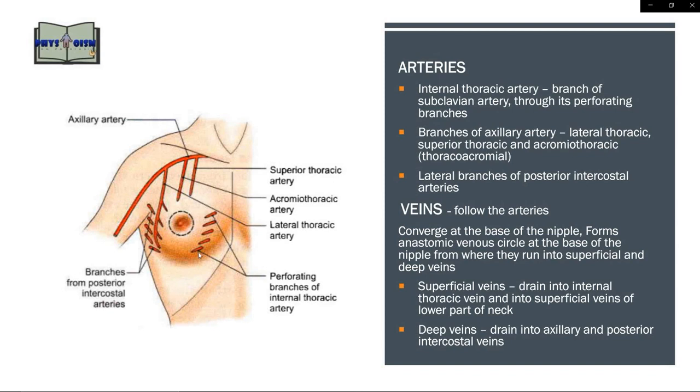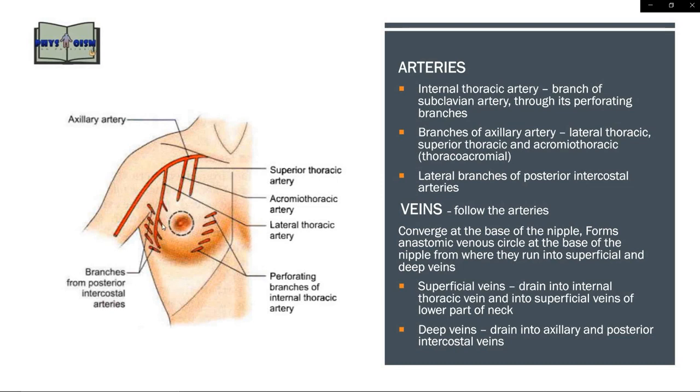See the branches of the internal thoracic artery. These branches are coming from the internal thoracic artery, and these are the branches supplying the mammary gland here. Coming to the branches of the axillary artery: here, this is the axillary artery, and these are its branches, the superior thoracic artery, acromiothoracic artery and lateral thoracic artery. These are also supplying the mammary gland.